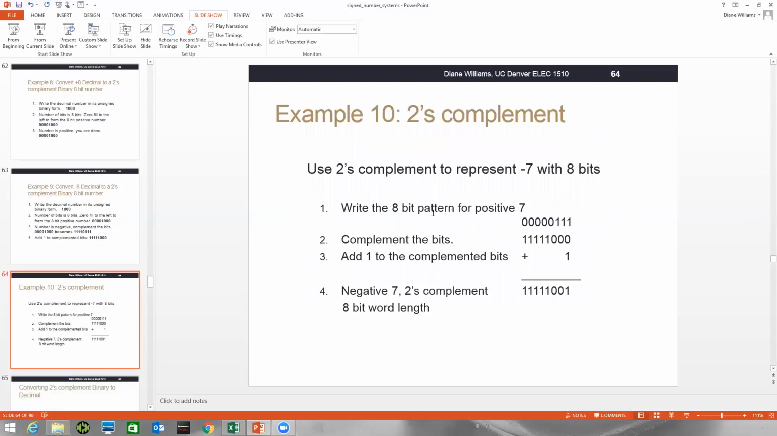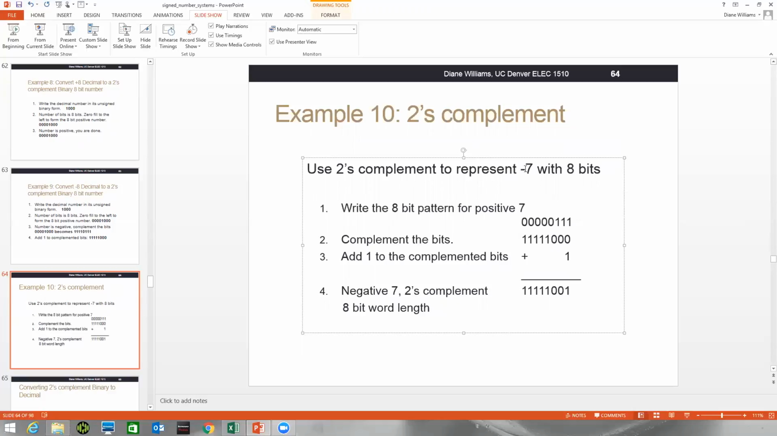All right, let's do another number. We're going to use 2's complement binary to represent -7 with 8 bits. So we're going to write the 8-bit pattern for +7. Here we wrote down 7, and I just 0 filled to the left, right, to form a +7. So that's a positive 8-bit 7.